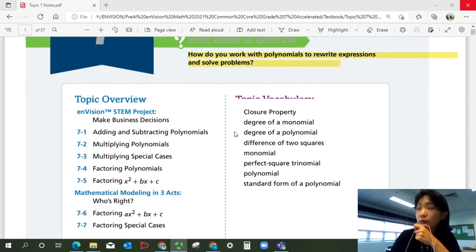Some topic vocabulary: closure property, degree of a polynomial, degree of a monomial, difference of two squares, monomial, perfect square trinomial, polynomial, and standard form of a polynomial. So you might wonder, what is a polynomial? And we'll get started with that. Okay, so lesson 1 is about adding and subtracting polynomials.